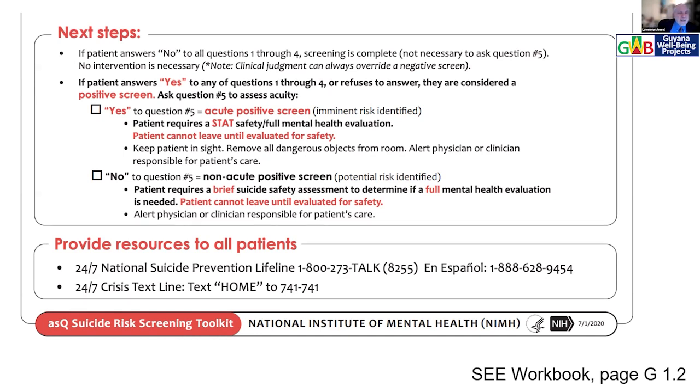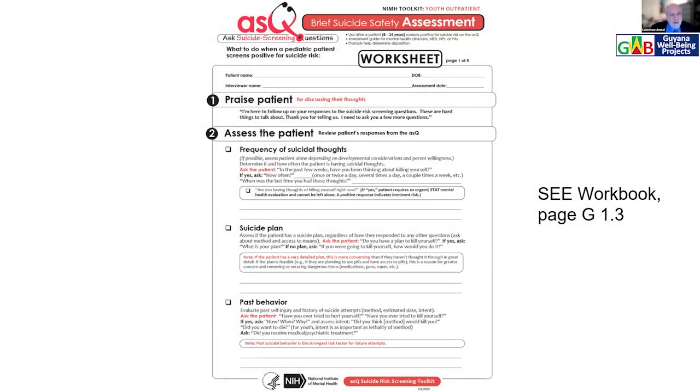So if they say, again, all no's, okay, I've ruled them out. A yes to one of those and a yes to 5, they need emergency treatment. A yes to any of those questions, but a no, saying I'm not immediately thinking about it, then you go on to these questions.